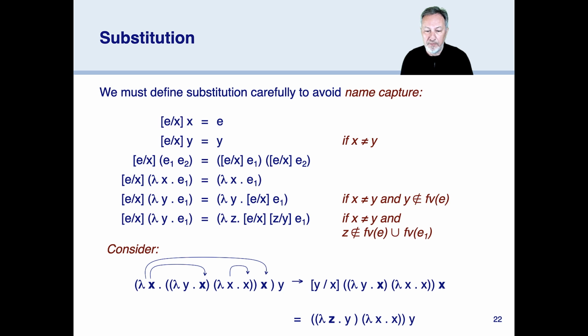Here's an example. We have this big lambda expression, lambda x, with the body lambda y dot x applied to lambda x dot x, and that's applied to x, and that whole thing is applied to y. The little arrows there are showing you what binds what. So the big fat x's are all bound by the lambda x. The thin x is bound by the embedded lambda x. So notice there are multiple instances of x, but they're bound by different definitions.